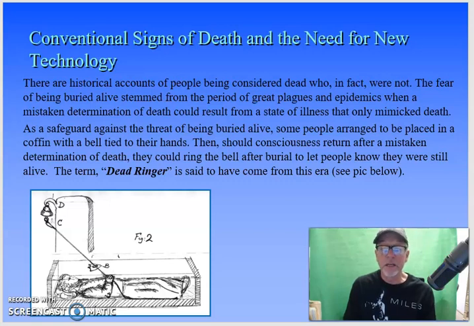The fear of being buried alive stemmed from the period of great plagues and epidemics hundreds of years ago, when a mistaken determination of death could result from a state of illness that only mimicked death. As a safeguard against the threat of being buried alive, some people arranged to be placed in a coffin with a bell tied to their hands. Then, should consciousness return after a mistaken determination of death, they could ring the bell after their burial to let people know on the outside that they were still alive. In fact, the term dead ringer is said to have come from this era. And you see that illustration below.